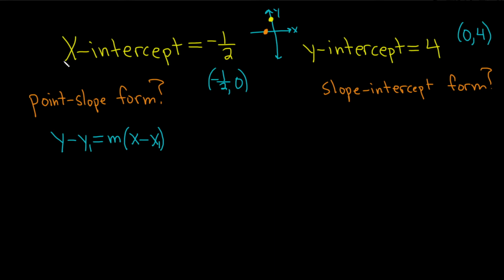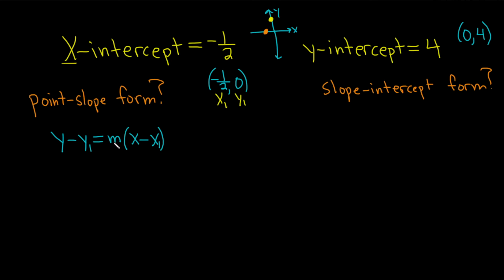I just memorized it though. X equals negative 1/2. That means y must be 0. Y equals 4. That means x must be 0. Pretty easy to memorize. Okay, so now we need to label some things. Let's go ahead and call this x1, y1. And that's going to be our x1, y1. We could have also called this one x1, y1, but it doesn't really matter.